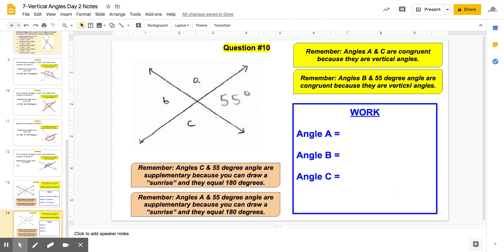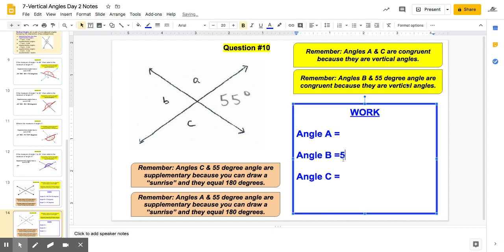Okay, number 10. I need to find the measure of angle A, B, and C. Start out with your vertical angles, boys and girls, because it's the simplest. You don't have to do any math. This 55-degree angle and angle B are vertical angles, which means they're equal to each other. So if this angle equals 55 degrees, angle B must also equal 55 degrees.